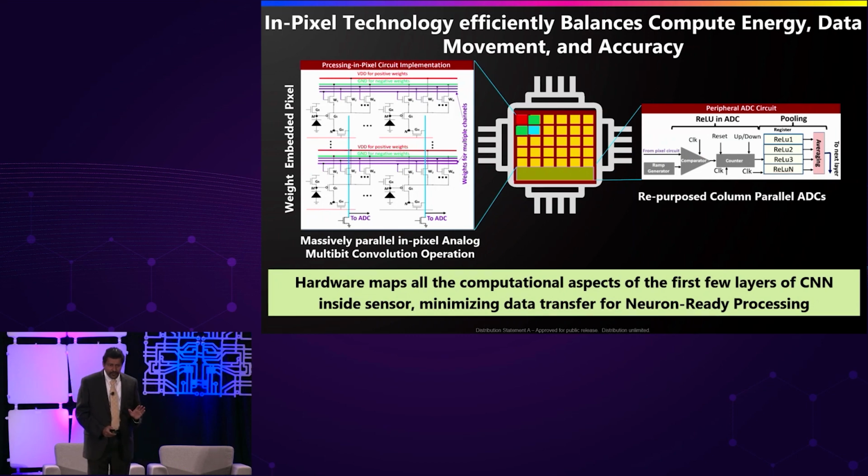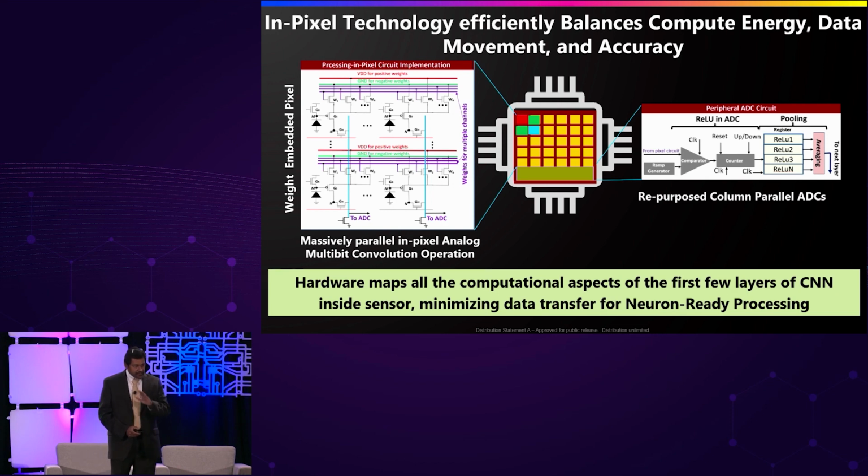So as a solution, we bring in the in-pixel computing paradigm. This is a practical and innovative solution that is built upon a novel hardware algorithm co-design technique to address the challenges. From the hardware side, we have embedded computation inside the pixel array such that massively parallel in-pixel analog multi-bit convolution operation can happen. This operation is supported by peripheral circuits such as column parallel ADCs.